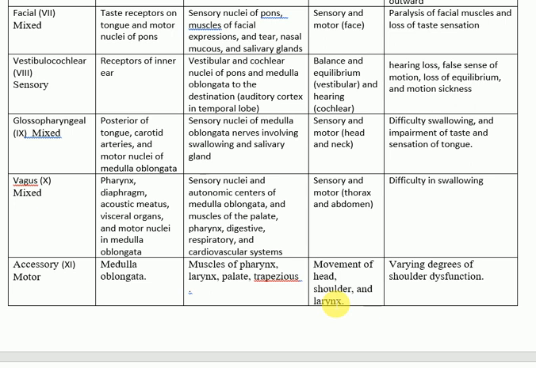Motor, right? But there is a sensory part of it too. Facial is mixed, so the facial expression is the motor part, and taste sensation, I'm sorry, I confused it, taste sensation from the tongue, this is the sensory part. So is it motor or sensory or mixed? Mixed, right? Motor, facial expression. Sensory, taste. Together, it's mixed.